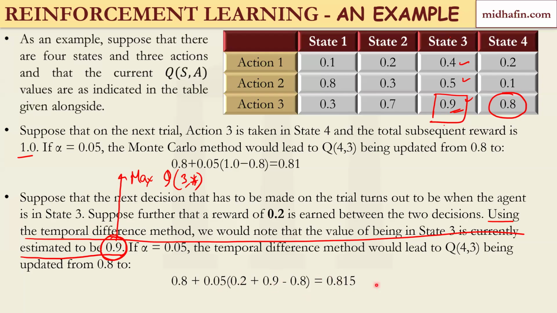So in case of Monte Carlo, we were waiting till the end for the final outcome. Temporal differencing is analogous to bootstrapping. You are saying, okay, I got a small bonus of 0.2 right now, and the place that I landed looks promising as well, 0.9. So overall, this move was a bit better than I thought. I'll slightly raise my estimate to 0.8.